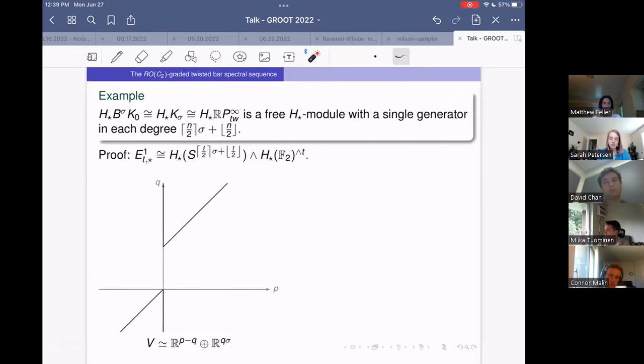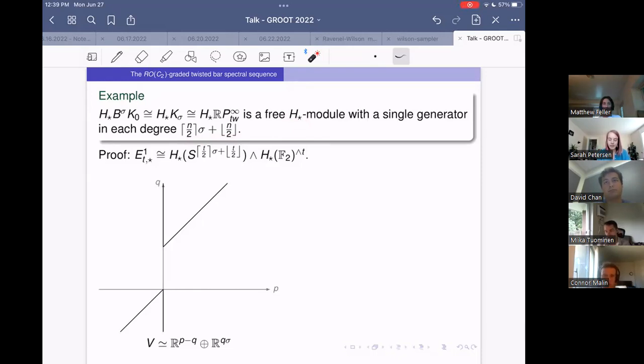So in this example, we're going to be computing the homology of B sigma K0. Here K0 is F2. This is going to be the same thing as the homology of K sigma, which is the same thing as the homology of what sometimes people call twisted RP infinity. It's the space of lines in an infinite number of copies of the regular representation. So we're going to prove that it's free over the homology of a point with a single generator in each of these representation degrees.